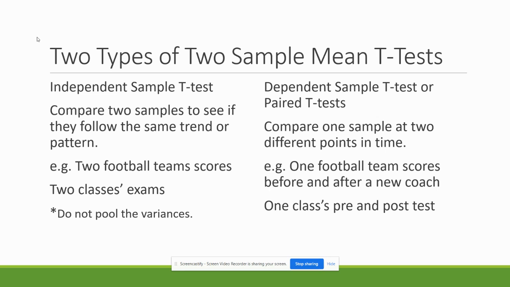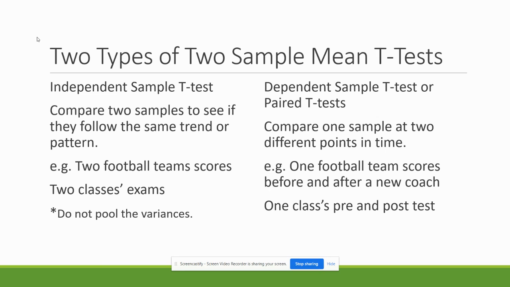For an independent sample t-test, we're going to compare two samples to see if they follow the same trend or pattern. It could be two football team scores or two class exams, and we're not going to pool the variances. This is when you have two different groups that are not dependent on one another, like my online class versus my face-to-face class, or one hospital versus another. In logistics, you could look at the average shipping time of company A versus company B to see if there's an overall difference.